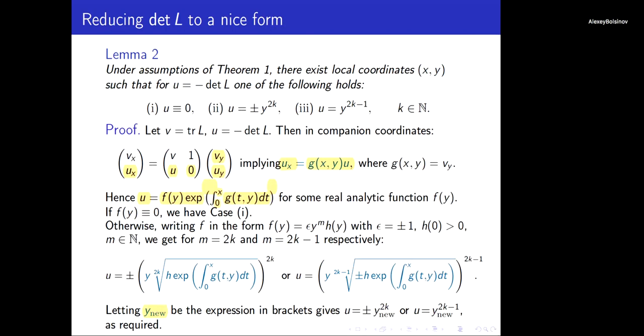You have this reduction. So the point is that the determinant of L satisfies a very nice ODE, and from this ODE we can reconstruct this new coordinate y. And that's it. That's one step. The next step is the following.